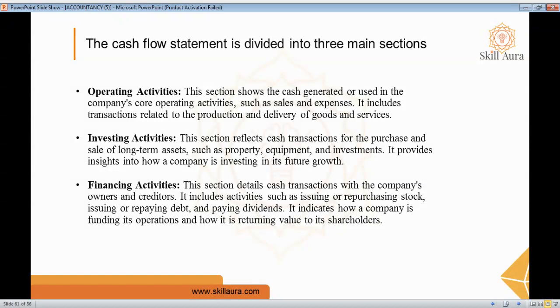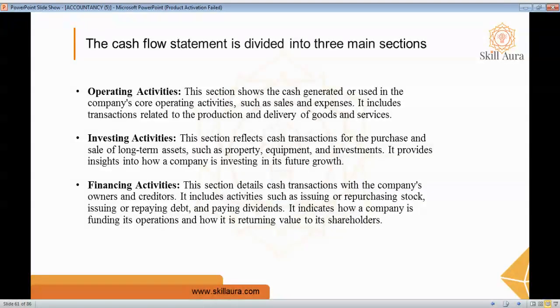And the next one is investment activity. This section focuses on cash flow related to investment in long-term assets. It includes cash inflow from the sale of assets like property or equity, as well as cash outflow from the purchase of assets or investments. It also helps us in understanding how the company is investing its money in things like new equipment or acquisitions.